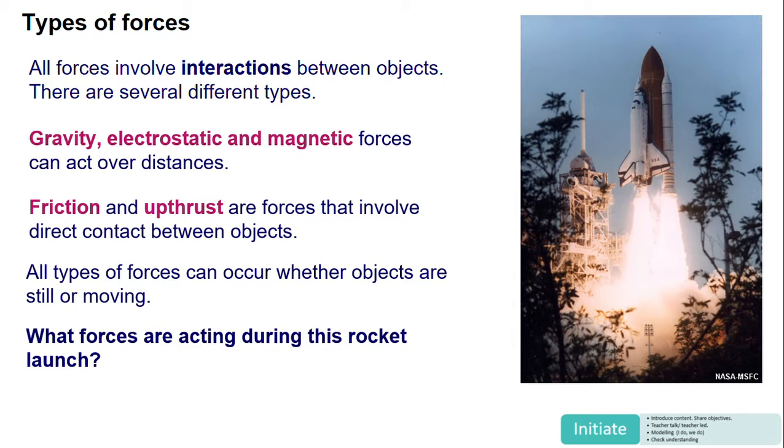Friction and upthrust are different sorts of forces because they involve objects touching each other. For example, friction: if you're trying to drag something across the floor, it's the contact between the objects which causes that friction. Upthrust is caused by the liquid or the fluid that you're in exerting a force on you to make you feel a little bit lighter. If we look at this space shuttle, which was retired a few years ago, sadly, there are a number of forces acting on it. We've got this thrust force caused by the rocket engines. We've got the force of gravity, which is trying to make it fall back down again.